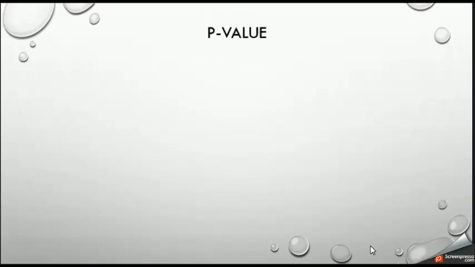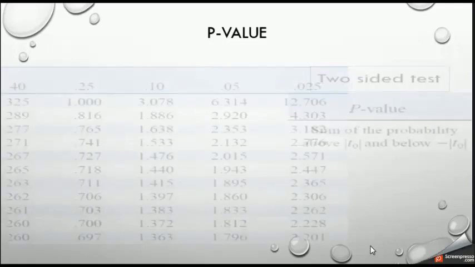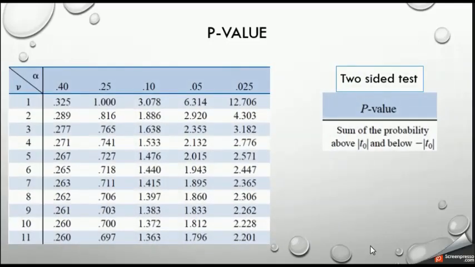So another method, in fact, is to use the p-value. From the t distribution table, it is approximately impossible to calculate the exact value of the p-value, but we are going to have some kind of estimation or approximation for the p-value. So the p-value for the two-sided test is the summation of the probability above t0 and below minus the absolute value of t0.